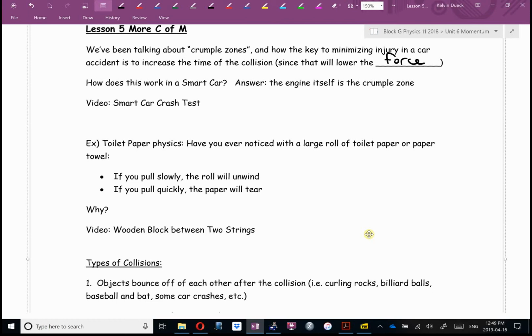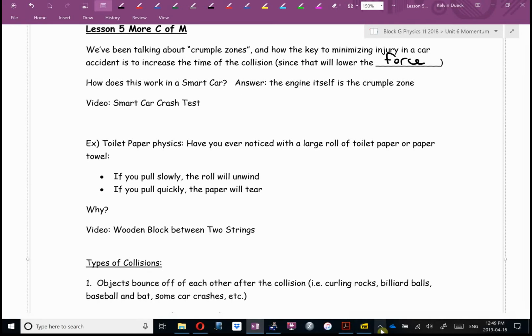The paper tears. Why is it that in one situation I can make the roll spin, and in the other situation I can tear the paper? Shouldn't it be the same result no matter what? I'm trying to mess with you in all possible situations. Hopefully you'll never look at toilet paper rolls the same way again as well.